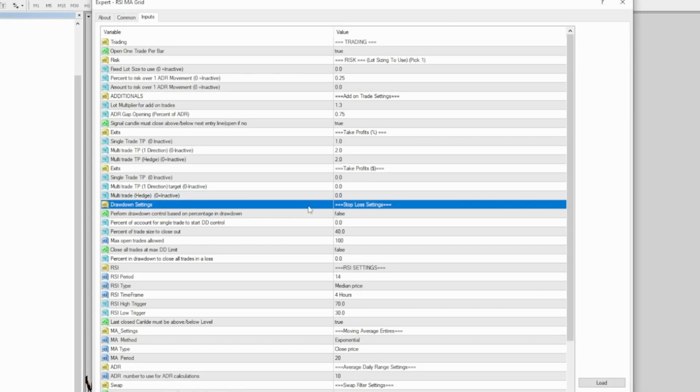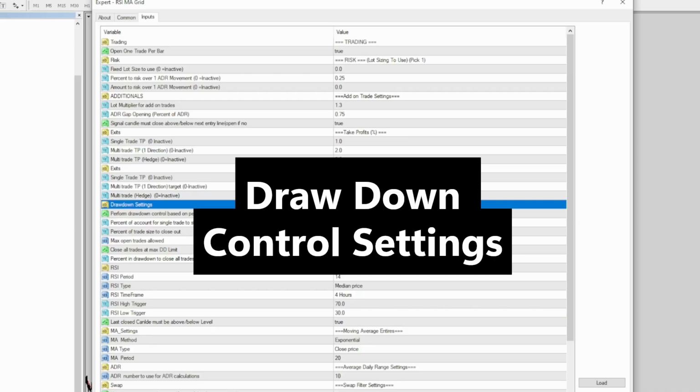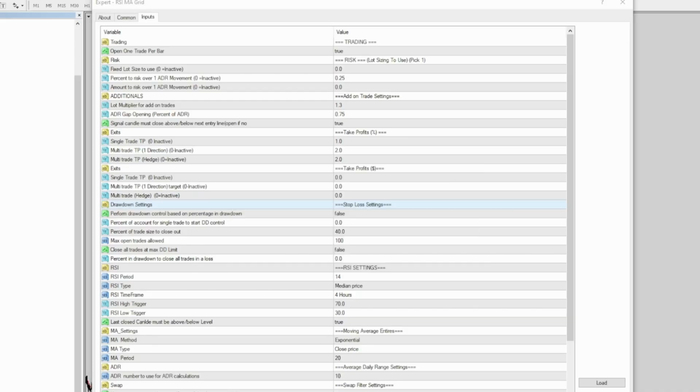Now to the drawdown settings. These are important settings because you're not going to keep averaging in all the time, because you can have a really bad move against you and go into big drawdown, especially if you're trading this on 15 different pairs, you can blow the account. So drawdown settings are important and you definitely need them. So let's go through them.